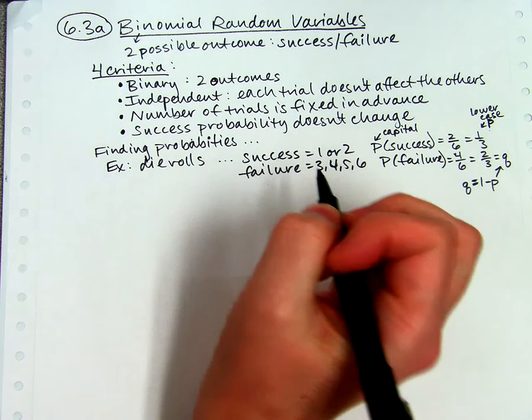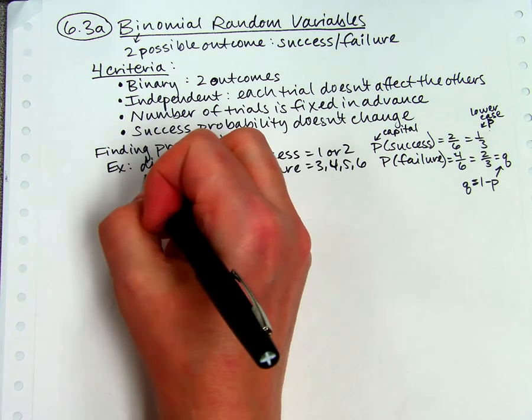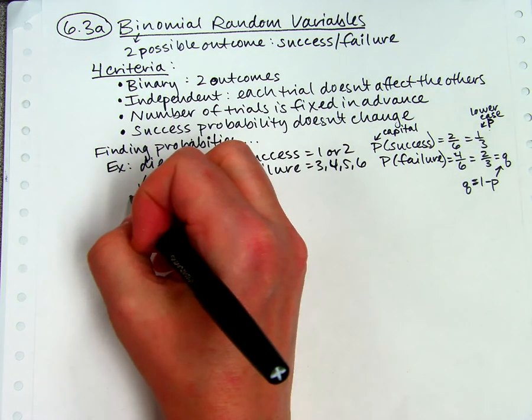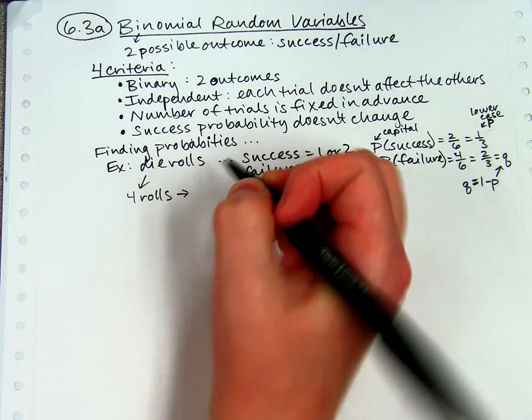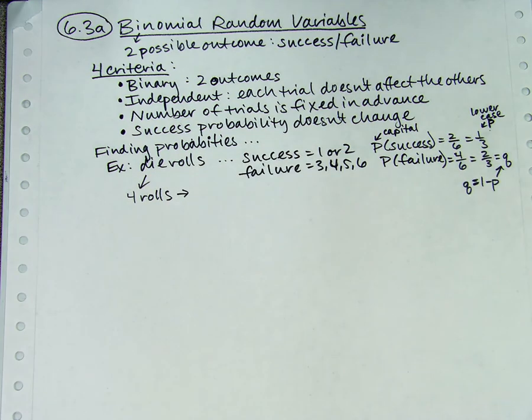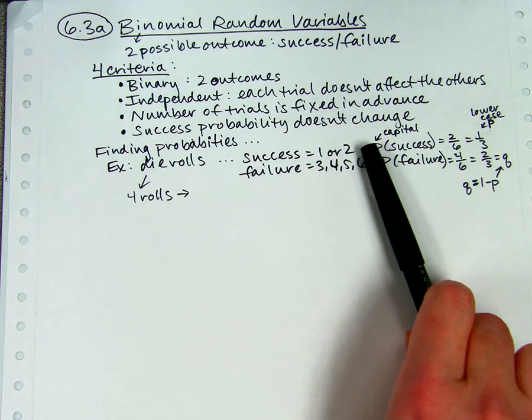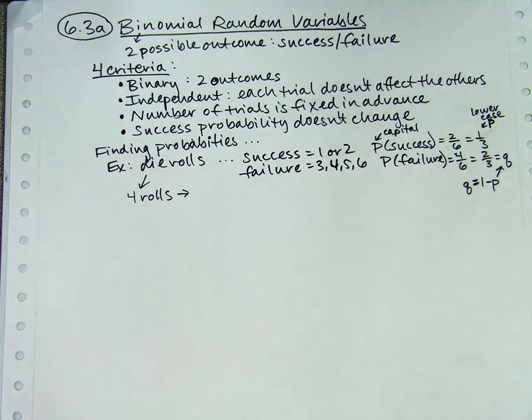All right, so now I need a number of trials. I'm not going to just roll 1 die because that's boring. I'm going to do 4 rolls in a row. How many different ways could that come out? Now, I am not going to worry about whether it's a 1 or whether it's a 2. If I get a 1 or a 2, I'm going to call that a success, right?